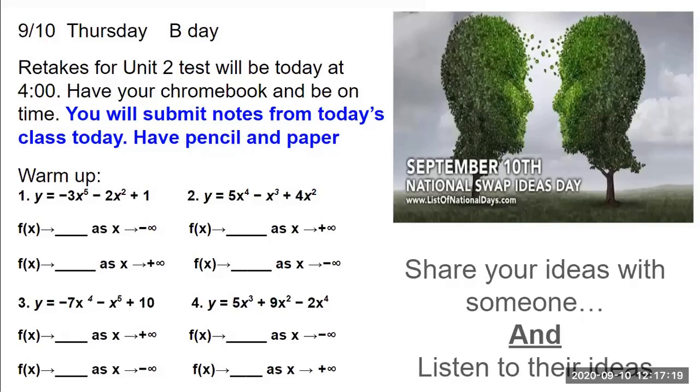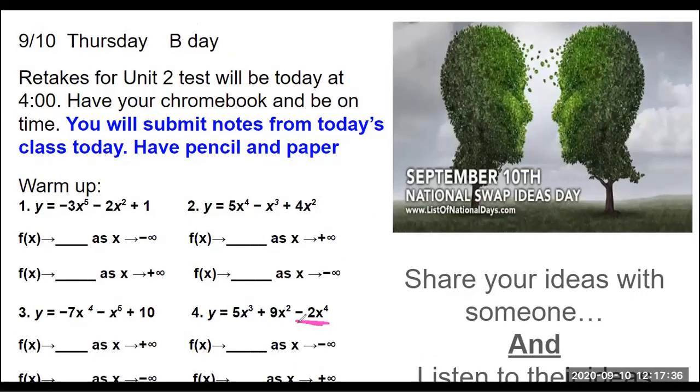All right, so it doesn't matter how many terms there are. The only one we care about is the one with the biggest exponent. So look at number 4. Which one has the biggest exponent? 2x to the 4th power. Exactly. Now, don't forget, it's actually a negative 2x.